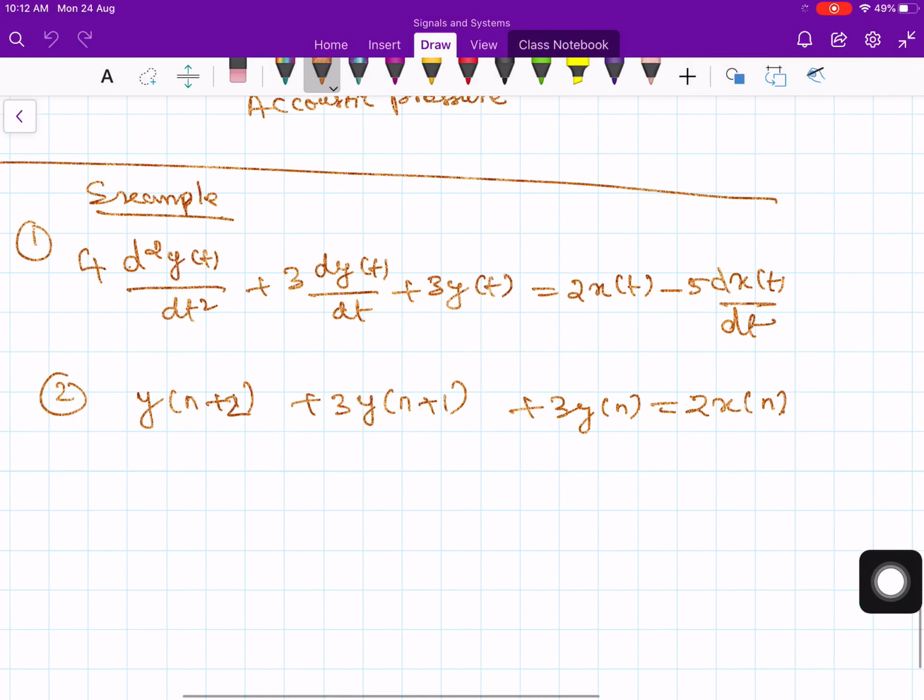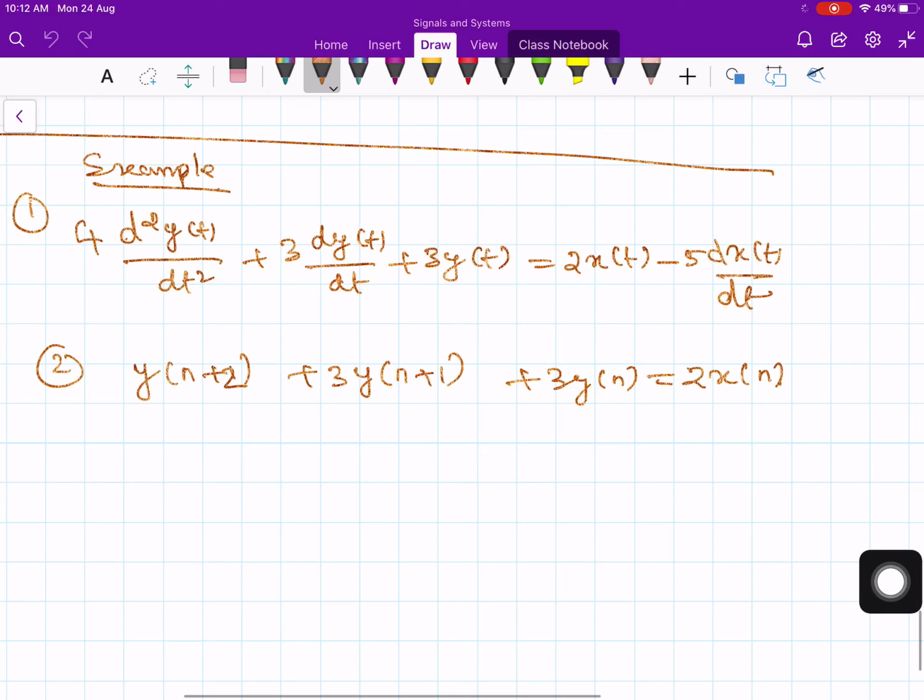Now, if you observe, these two equations have the derivative terms with constant coefficients. This is constant, this is constant, this is constant, and this is also constant. Similarly, for the difference equation also, the coefficient here is 1, here 3, here 3 and here 2. So this is the characteristic of a time invariant system or constant parameter system. The parameters are constant here: 4, 3, 3, 2, 5, and here 1, 3, again 3 and again 2.